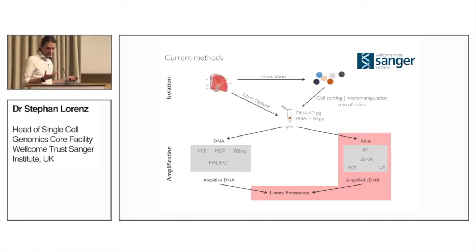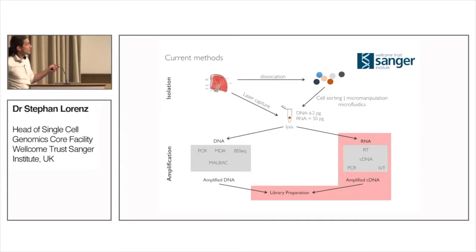Current workflows have 2 big parts to them. The first one is isolating single cells, which is still a huge issue, and many people started working on that. The second one is how to amplify and create some material that we can feed onto our high-throughput sequencing machines. For isolation of single cells, there are various approaches possible.